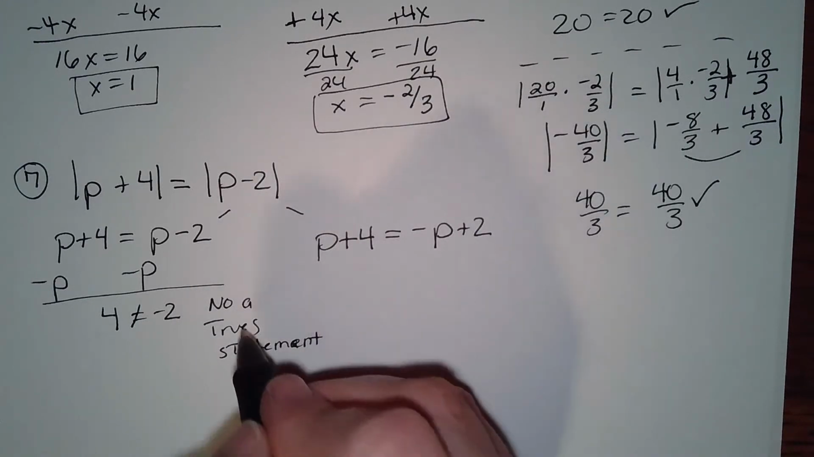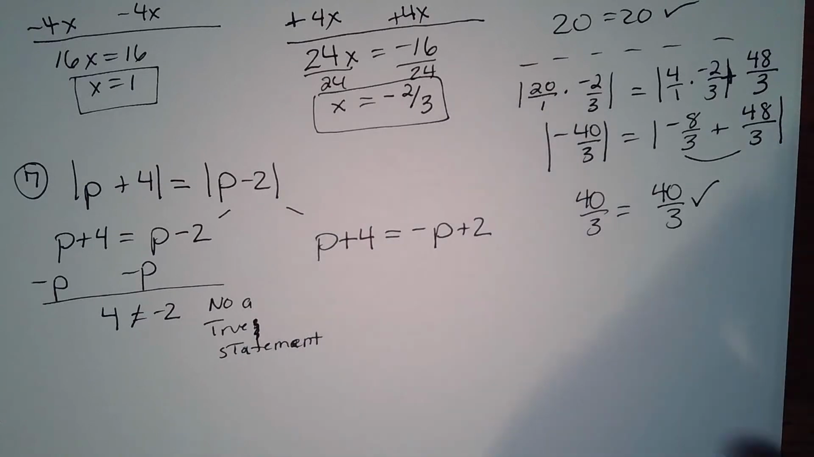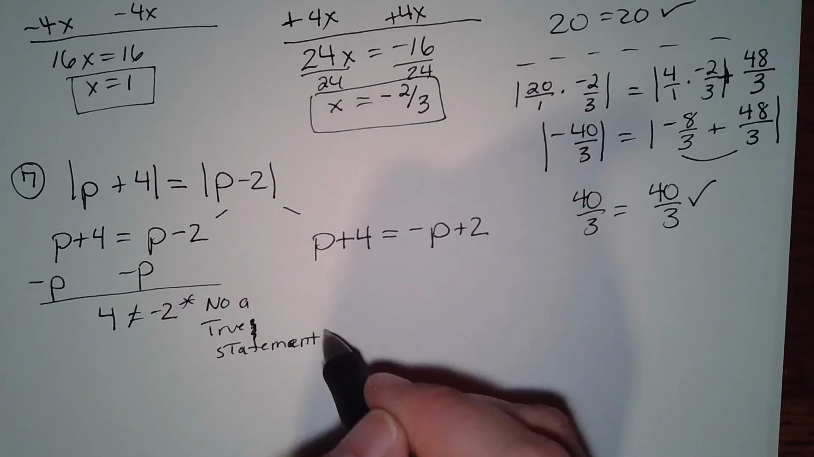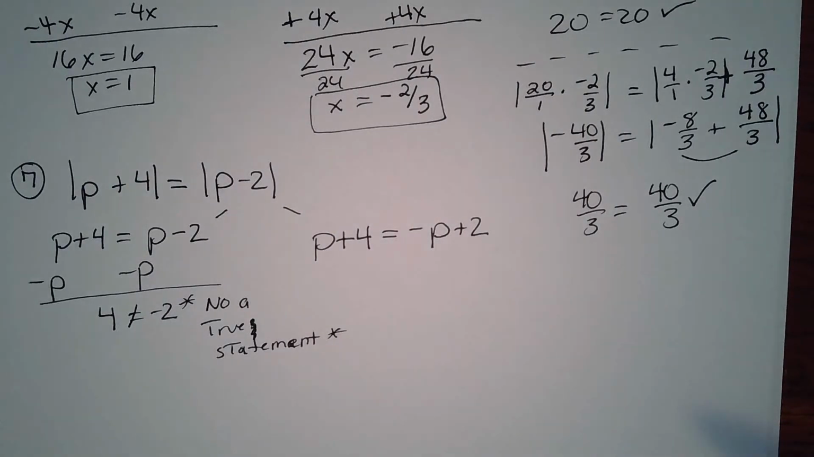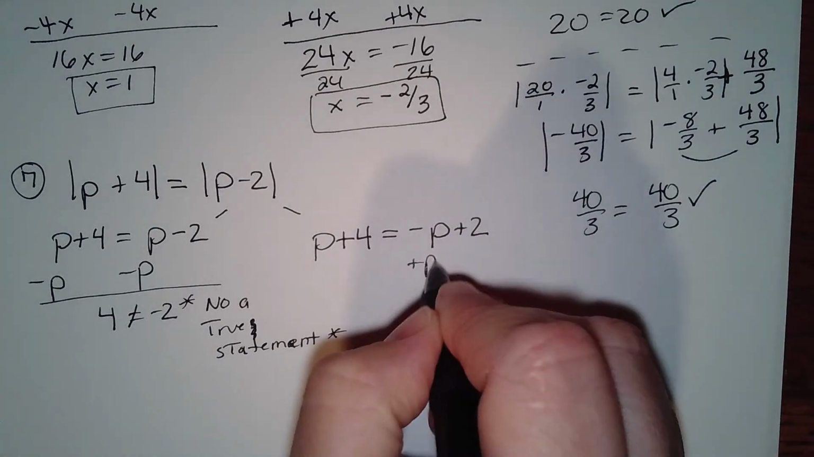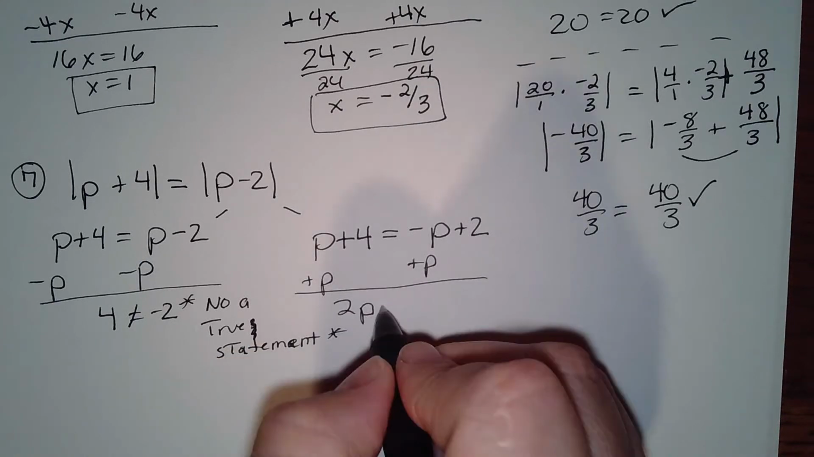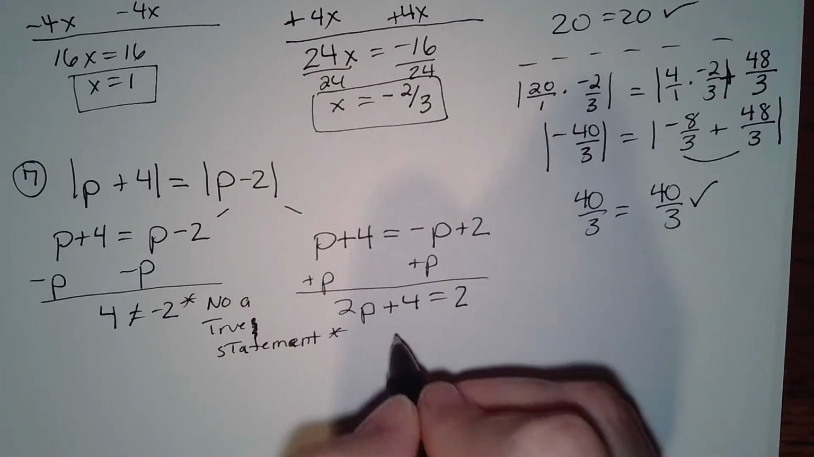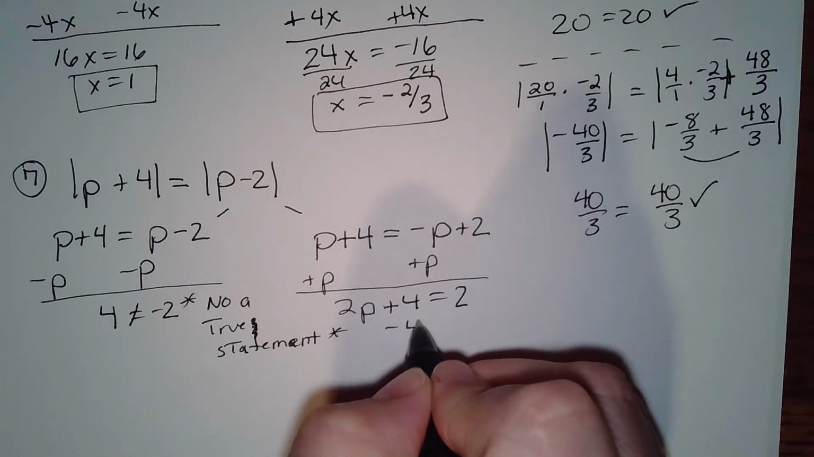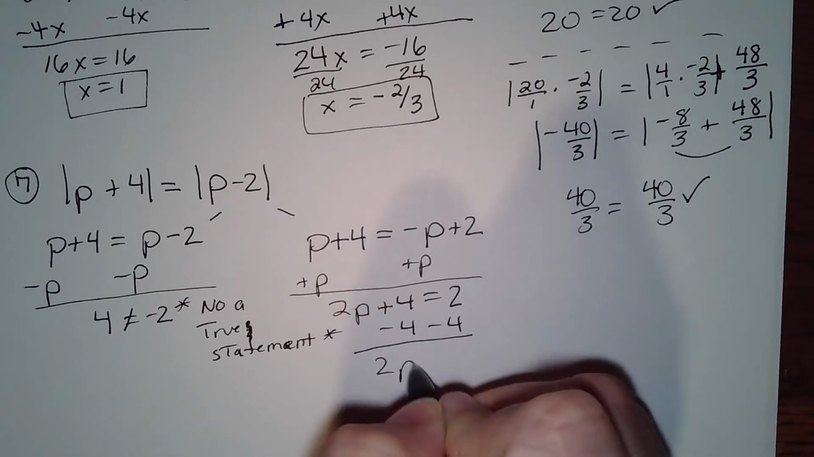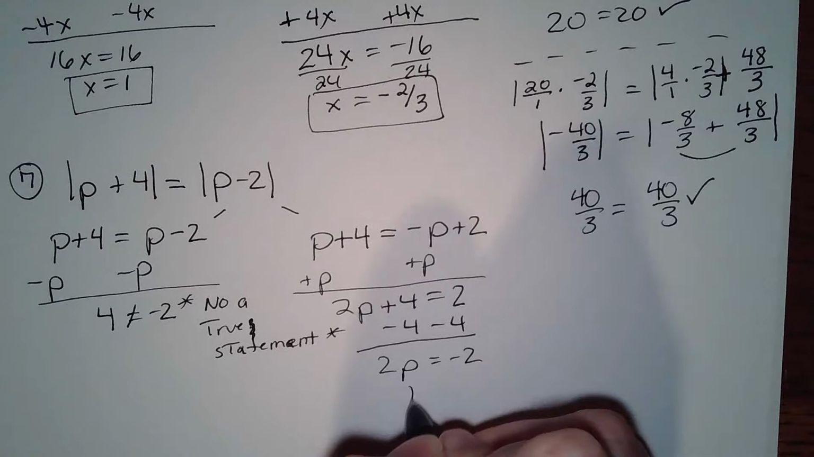So I started to write statement beside it. So it's not a true statement, meaning that that one does not have an answer. So let's see what happens with the other one. So I'm going to add p across. So I get 2p plus 4 equals 2. Now I'm going to subtract 4 across, and I get 2p equals -2, or p equals -1 when you divide by the 2.